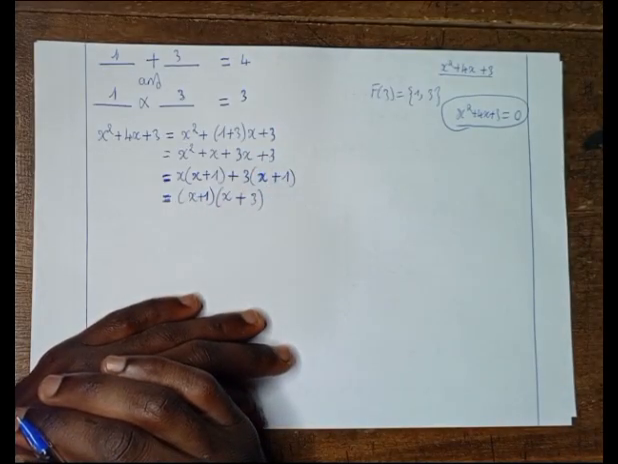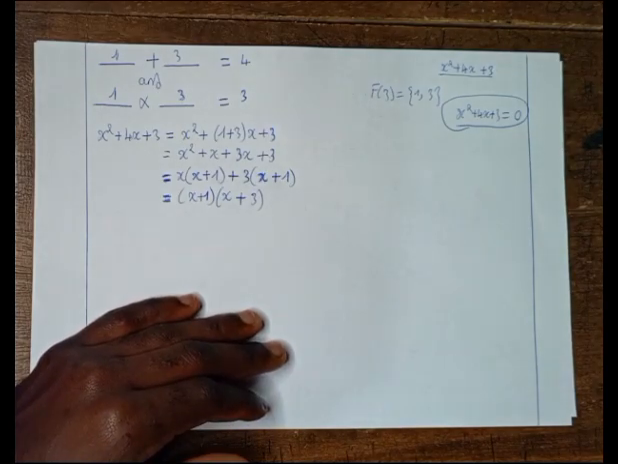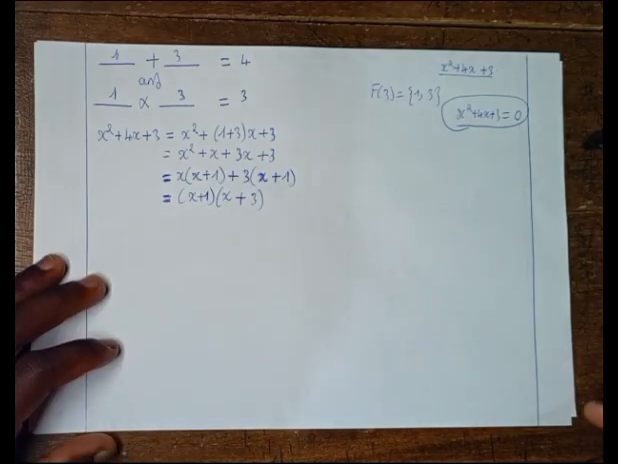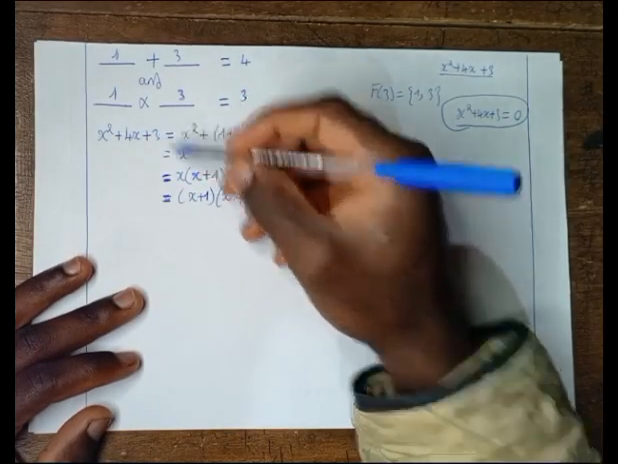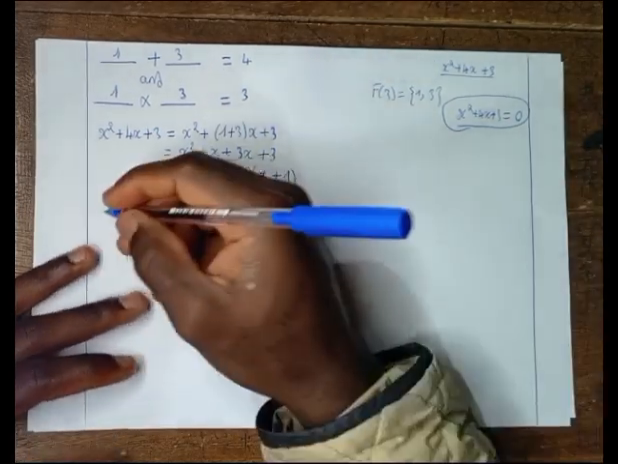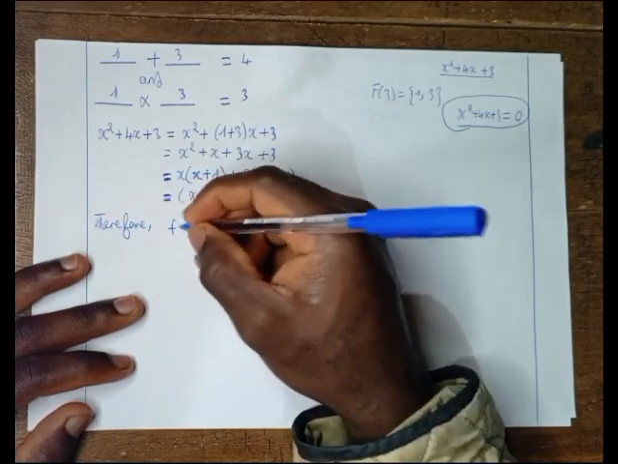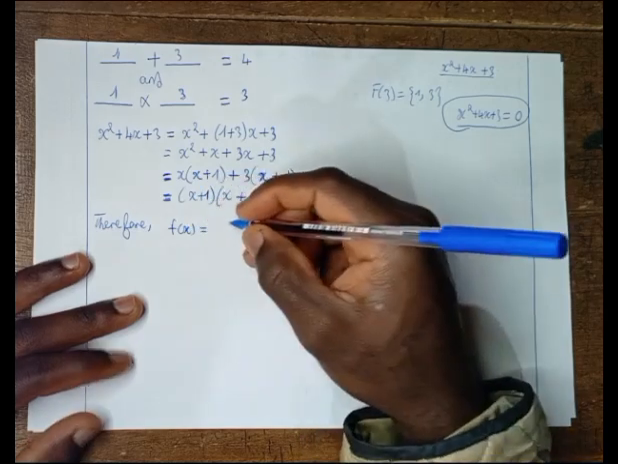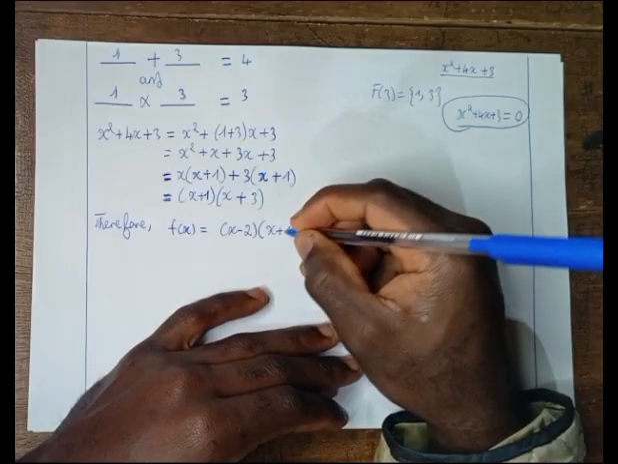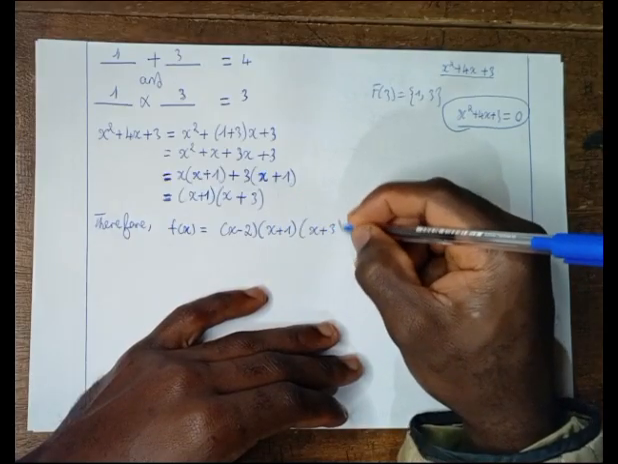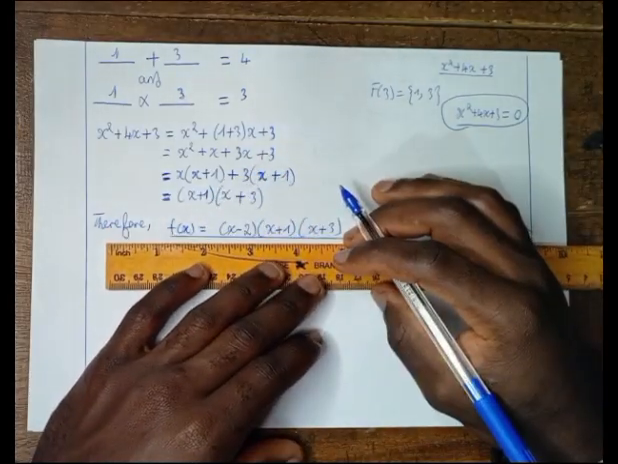quadratic expression. Next thing we have to do now is we are going back to our polynomial. We are going to replace the quadratic expression x squared plus 4x plus 3 with x plus 1 times x plus 3. Therefore, f of x will simply be equal to x minus 2 times x plus 1 times x plus 3. So this is the factorization of the polynomial f of x.